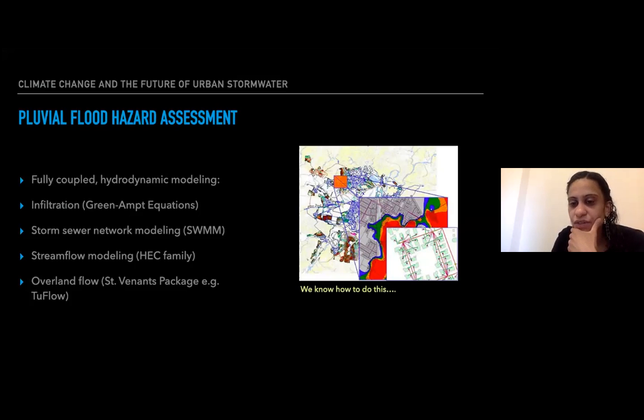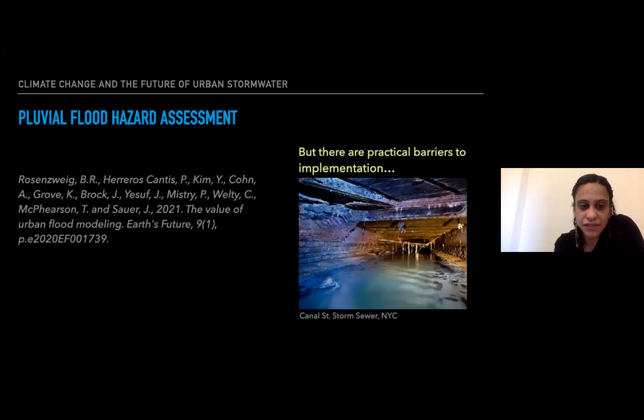As part of our research, we've been really interested in developing methods for pluvial flood hazard assessment, as a complement to FEMA's National Flood Insurance Program mapping. And we know how to do this technologically. We have fully coupled hydrodynamic models that can consider infiltration, the storm sewer network hydraulics, stream flow, and overland flow, and couple them together. We have increasing computational resources. There are a variety of off-the-shelf packages that can be purchased to do this. But yet in practice, we don't do this. This isn't the way that we're doing our current flood hazard mapping, and that's for a variety of reasons.